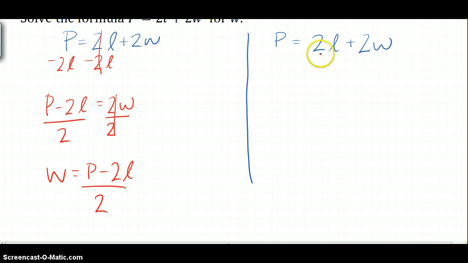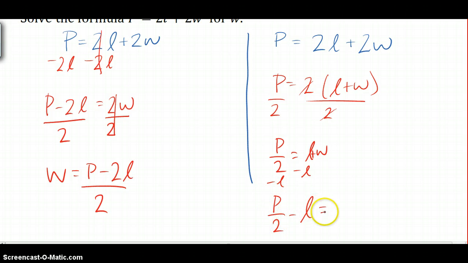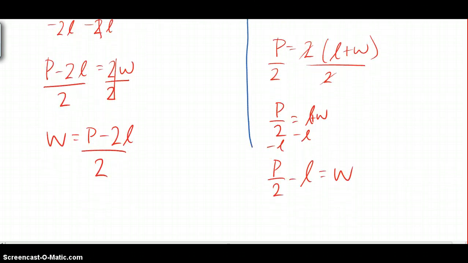Now another way you can do it is, if both of these terms have a 2, you can actually pull out that 2 right away and rewrite it as L plus W. So then you can divide the 2 out first. Whoops, forgot my plus. And then subtract the L. So you get P over 2 minus L equals W.